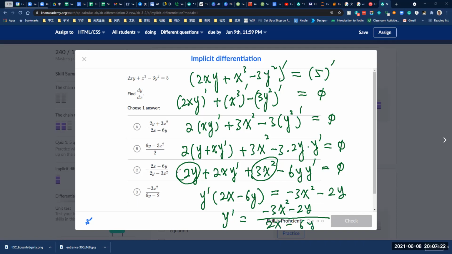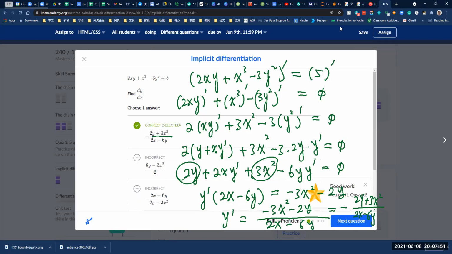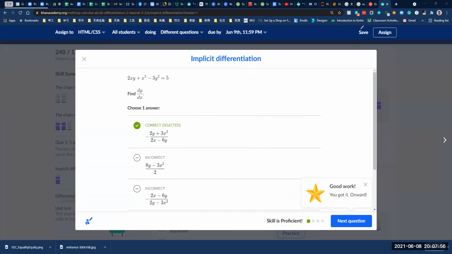So what do we have? And if you notice, 2x minus 6y, we only have this one. That's the only one we have. And if we move negative 1 out, of course, what we have is 2y plus 3x squared over 2x minus 6y. So we know this is the correct one. Okay, let's do the first one.